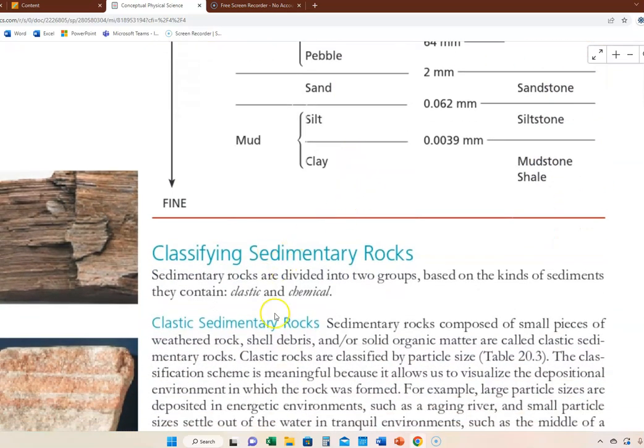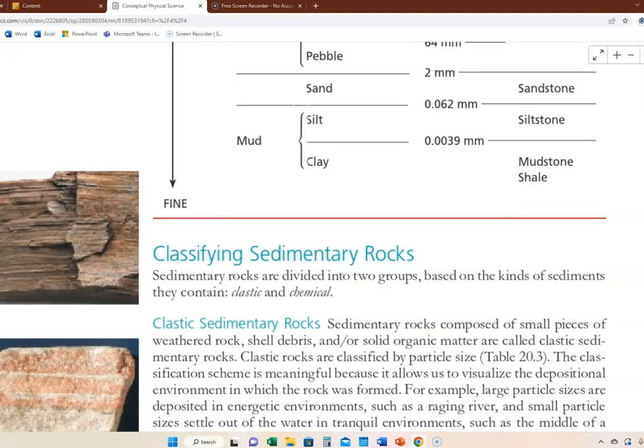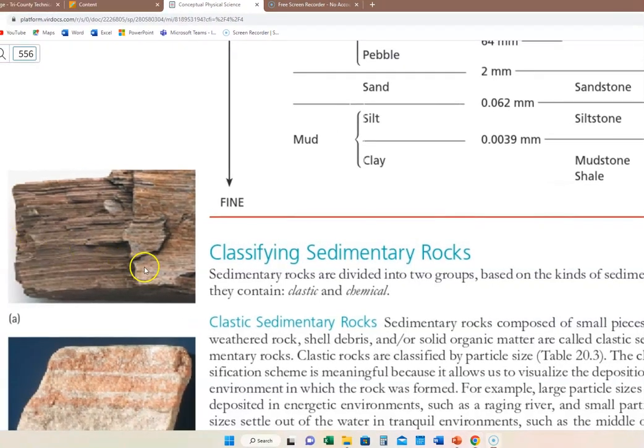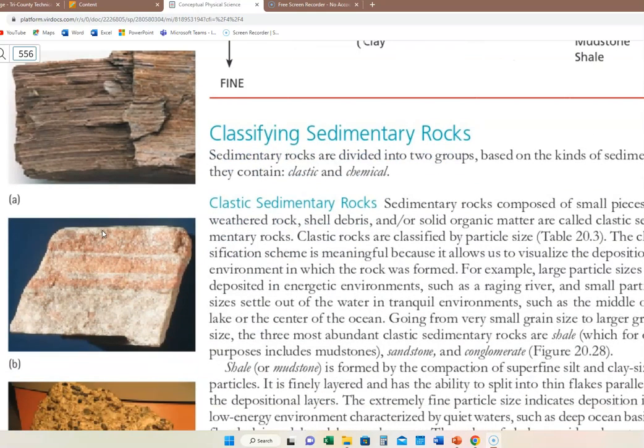So here, let me move this over a little bit so you can see these pictures that I'm talking about. This is in your textbook, by the way. So this is shale right here. You can see that here.